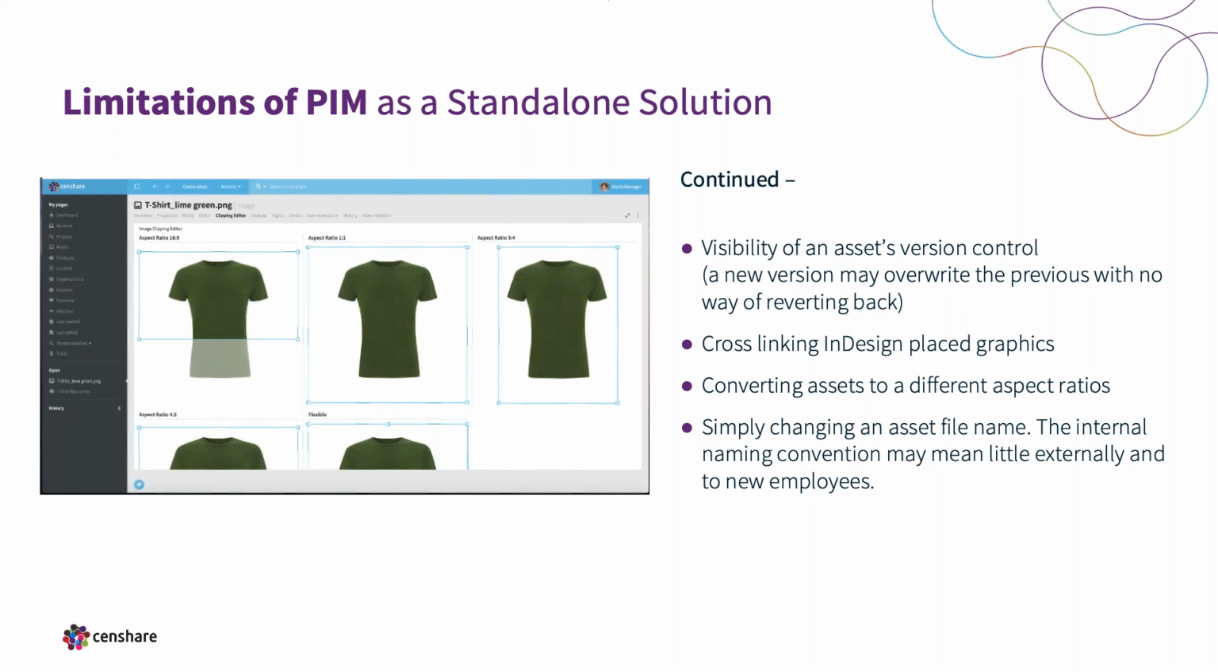So making sure that the newest version can override the previous versions, sometimes there's no way of going back. So being able to get back to those previous versions, cross-linking those InDesign placed graphics, converting assets into different aspect ratios, or things that sometimes PIMs have a challenge doing. And then simply changing an asset file name. The internal naming convention may mean very little to externals or new employees. So those are things to consider in looking at a PIM as part of a more holistic solution.